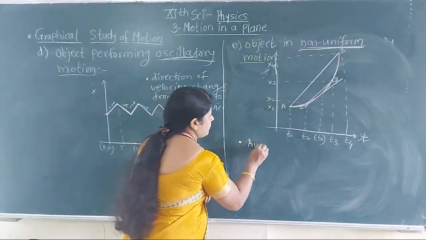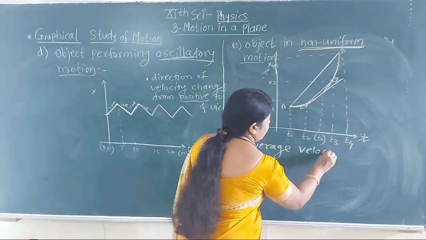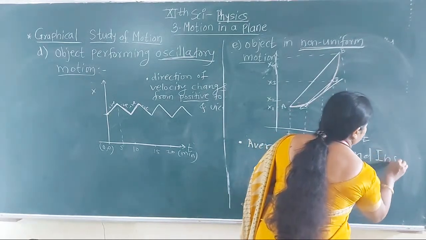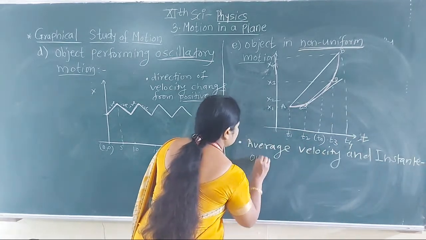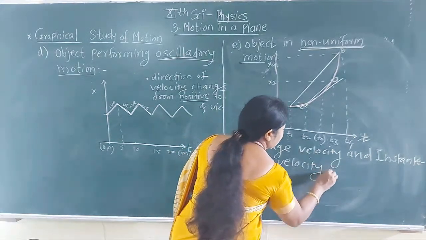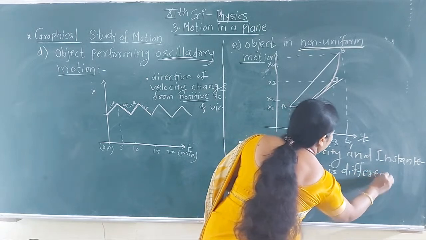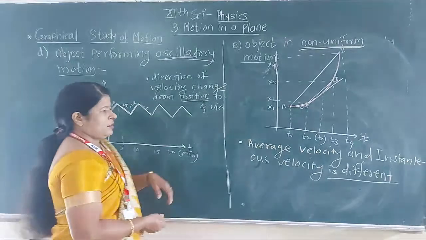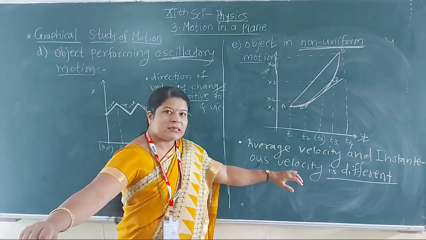Average velocity and instantaneous velocity are different. This is the important point we get from this graph.